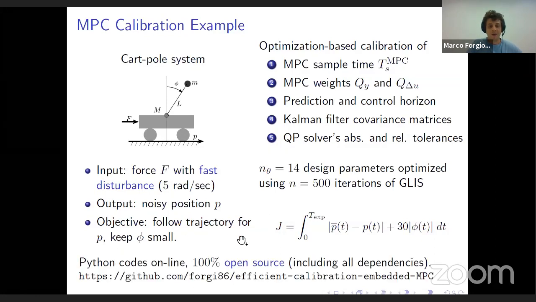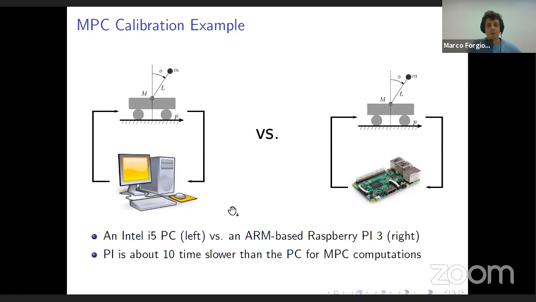The code of this example is all available online. It's 100% open source code. We tested the same problem on two different hardware platforms to compute the MPC control law. We have an Intel i5 PC, which is kind of powerful, on the left, and an ARM Raspberry Pi 3 on the right. The Raspberry Pi is roughly 10 times slower than the PC in the computation of the control law. So we expect the constraint on the sampling time to be more severe because it's a slower device.